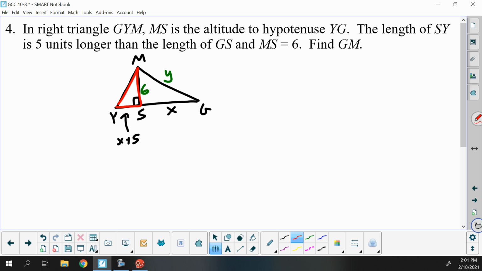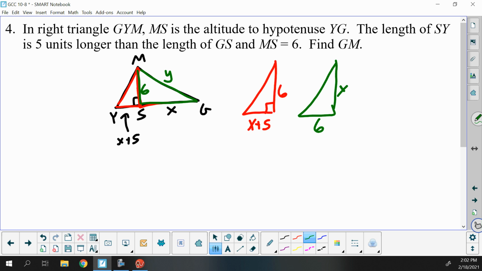So let's start with this triangle here. We've got 6, we've got X plus 5. Don't know the hypotenuse. This one we'll do in green. If we tip it, our short leg is 6, the long leg is X, the hypotenuse is Y. And we'll do blue for the big one. The long leg is Y, the shorter leg we don't know, and 2x plus 5 is the hypotenuse.